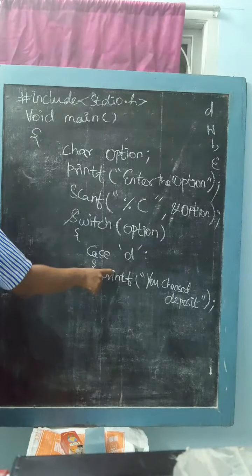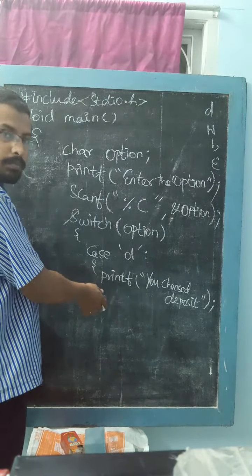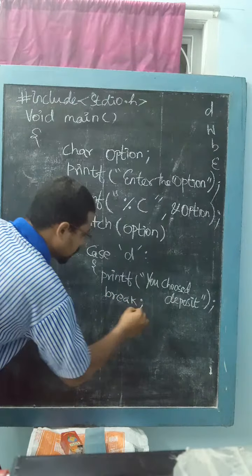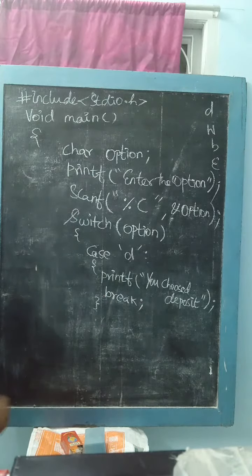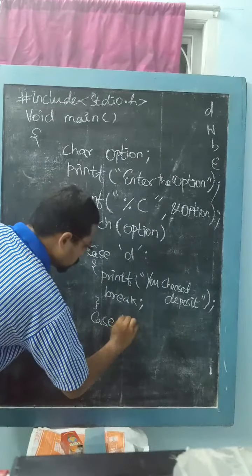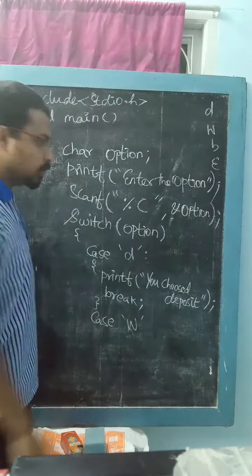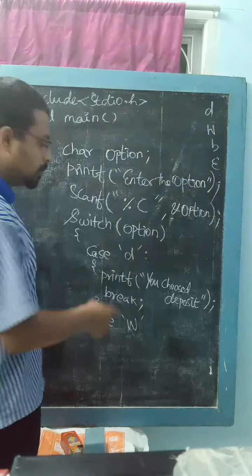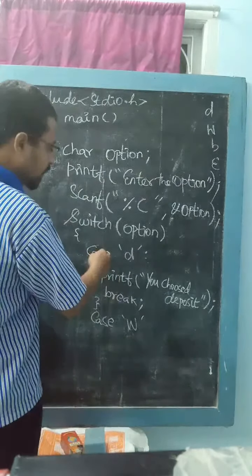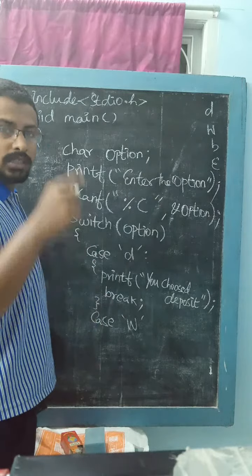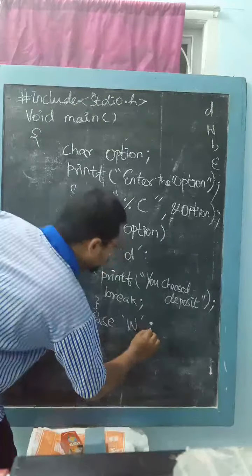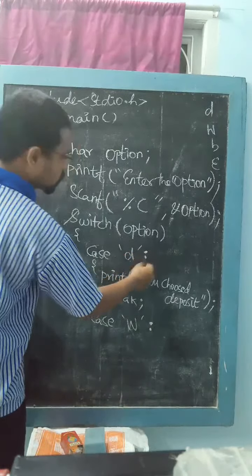And there is no other line. I am just writing a simple program, so I am just using break here. Break. And then what is the next case? W. If you are using alphabets, if you are using character type, you should use single quotation. If you are using numbers, there is no need of using single quotation. You got it there? Okay. So now you should use colon here, not semicolon.